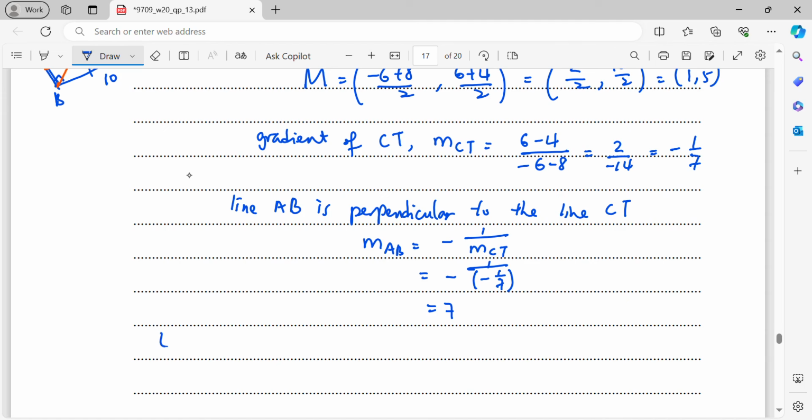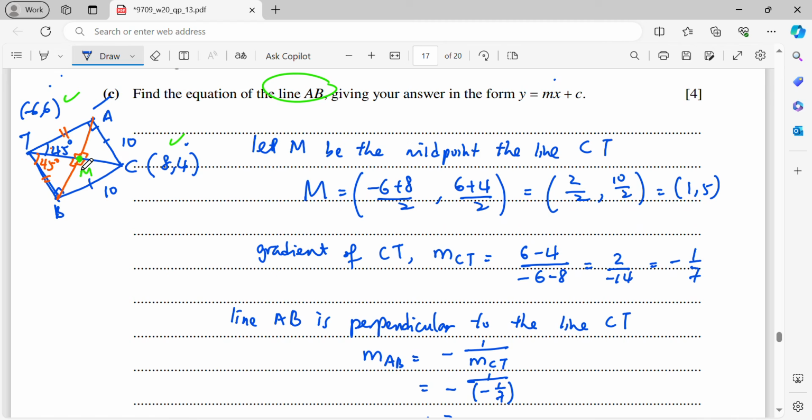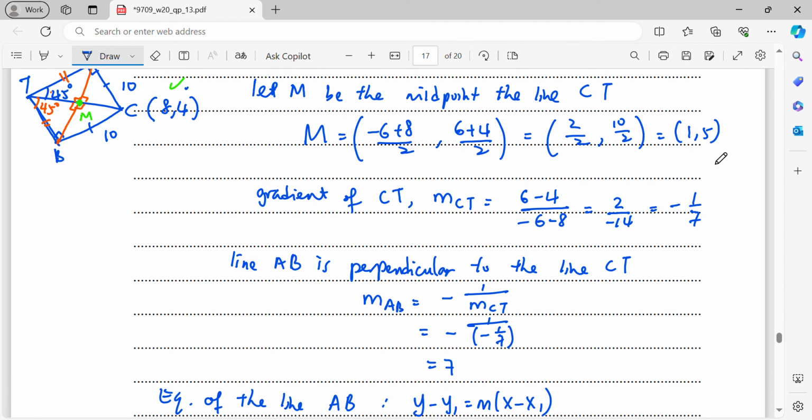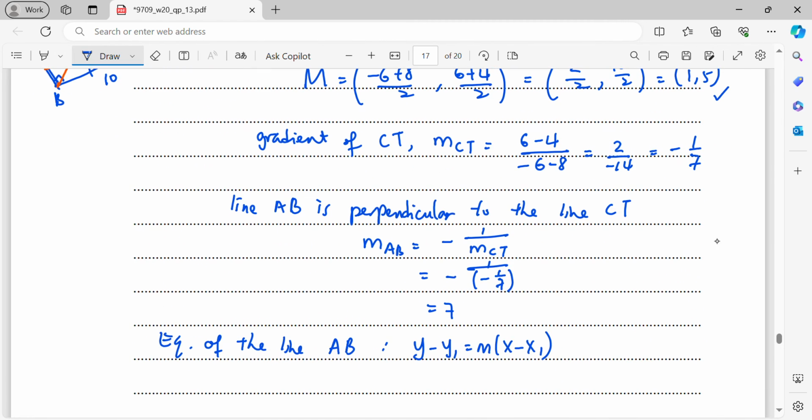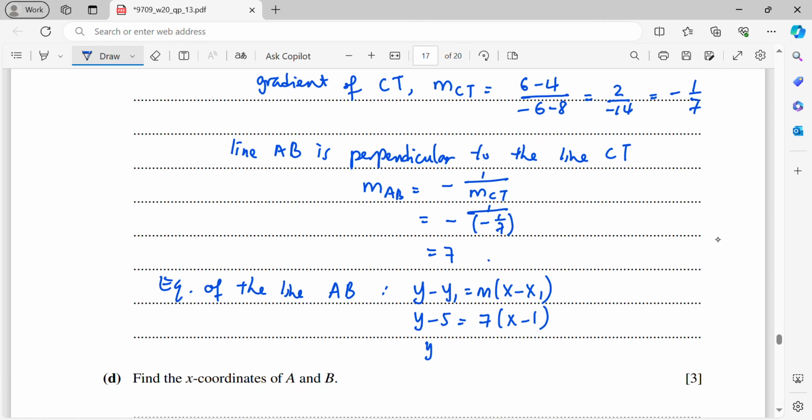Now the equation of the line AB will be y minus y1 equals m bracket x minus x1. This line AB is actually passing through the point M, and M was already found to be (1, 5). So I will write y minus 5 equals 7 bracket x minus 1. Therefore, you will get y minus 5 equals 7x minus 7.